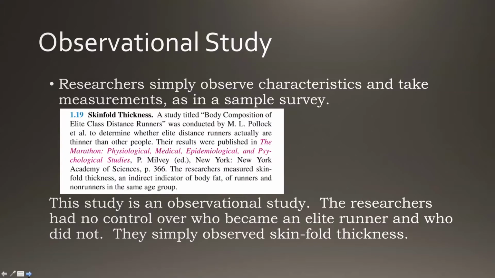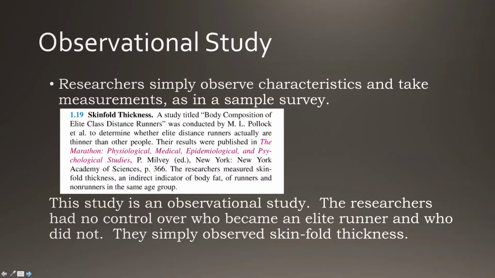Okay, so we have two types of things here. We have an observational study and designed experiments. These are the two types of ways we can sample, or we can take data, so to speak. In an observational study, we're simply doing what it says. We're taking some statistics, some measurements, and we're just observing, okay, as in a sample survey. Just observing. So, for instance, this one on skin fold thickness.